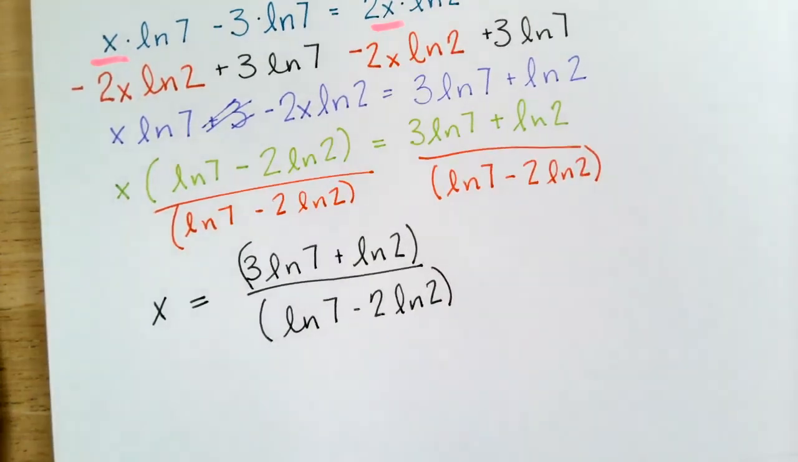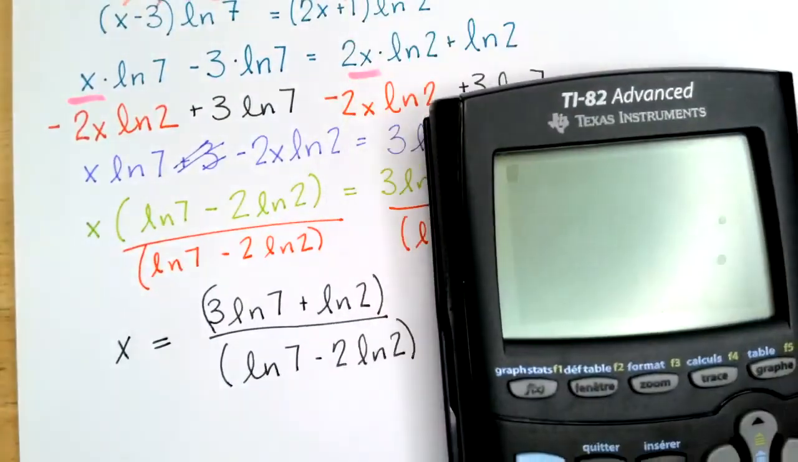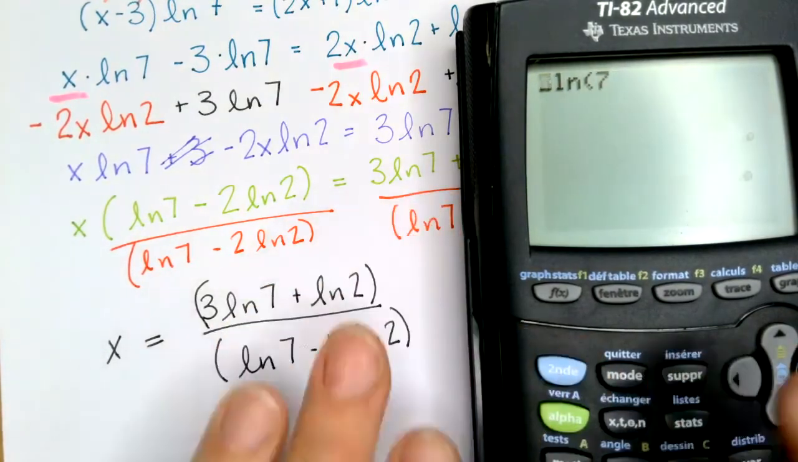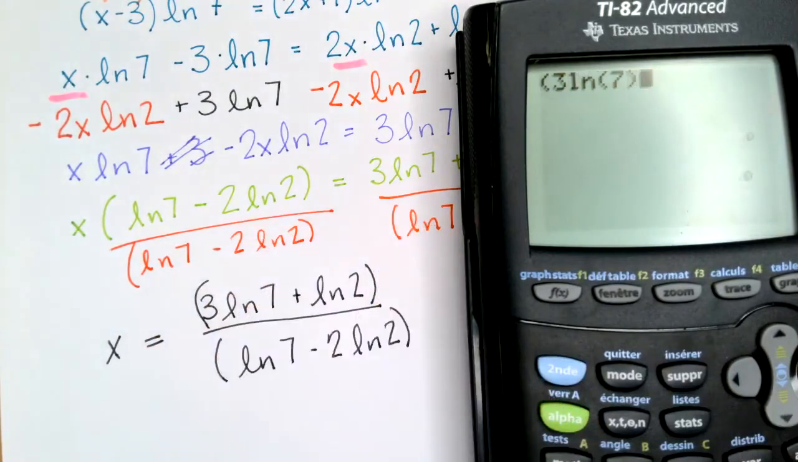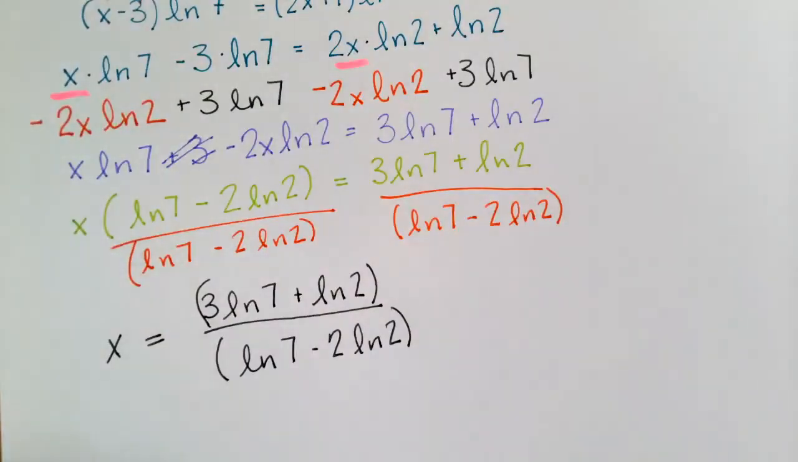And now all you're going to do is put all of that into your calculator. Ready? 3 natural log 7. Ooh, I need some parentheses. 3 natural log 7 plus natural log of 2, divided by natural log of 7 minus 2 natural log of 2. And I get 11.67.